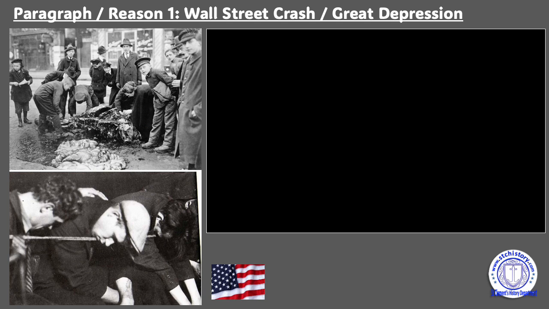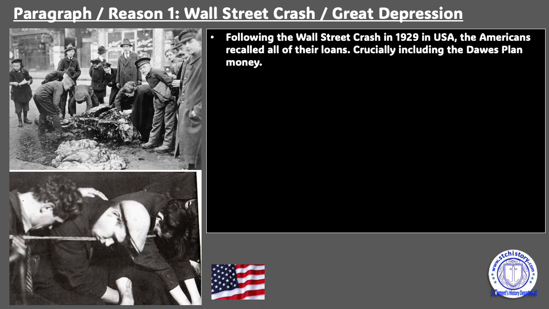For paragraph 1, or reason 1, we'll focus on the Wall Street crash. So the content we want to try and include in this paragraph will be the idea that when the Wall Street crash happened in 1929, America recalled all of its money from every country that owed money. This was particularly damaging for Germany because, remember, everything was based on the Dawes Plan. Stresemann even said himself that Germany was dancing on a volcano, meaning it could erupt at any time.